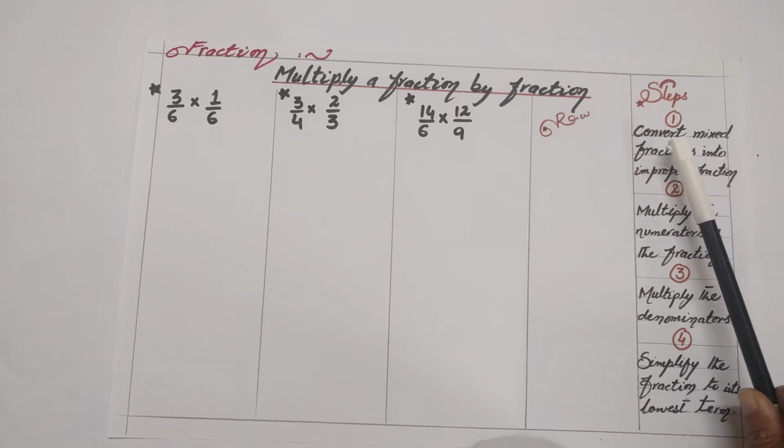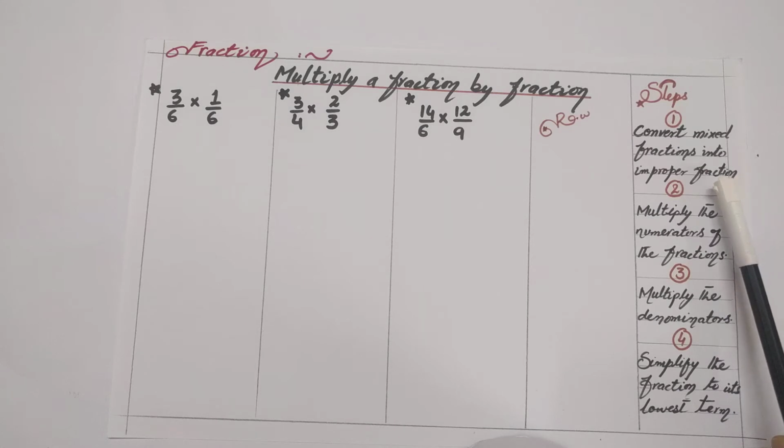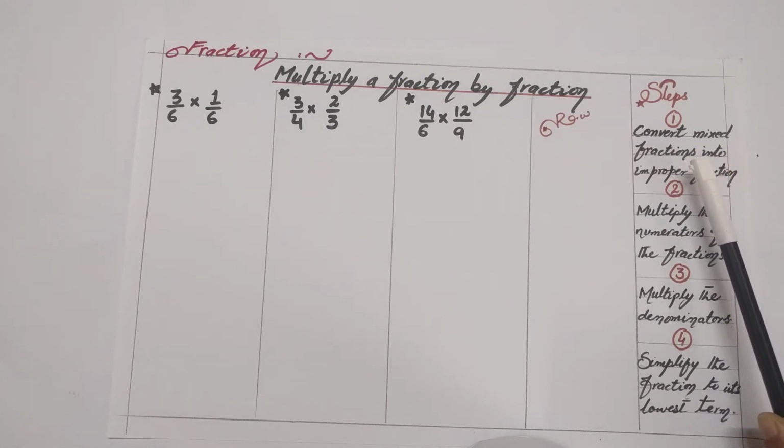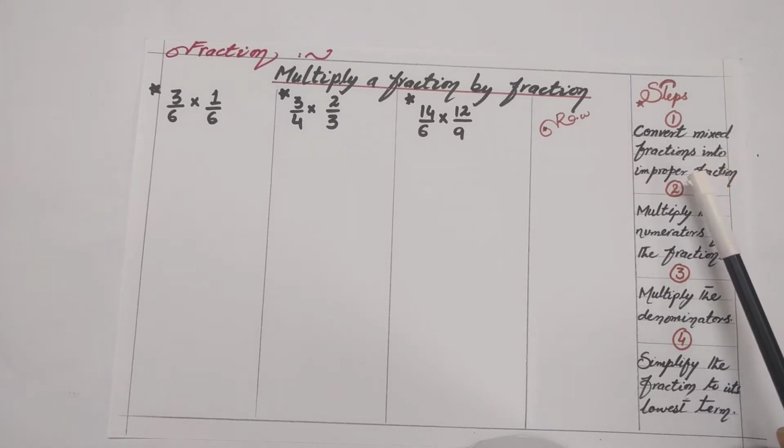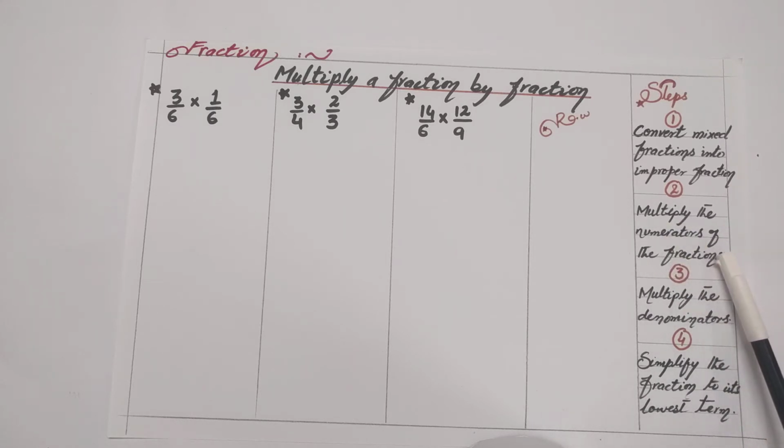What are the steps? Convert the mixed fraction into improper fraction. Meaning, if your question is in the mixed fraction form, you have to convert that mixed fraction into improper fraction. But if your question is given directly in the proper or improper fraction, then you will directly move to the second step. Multiply the numerators of the fractions.